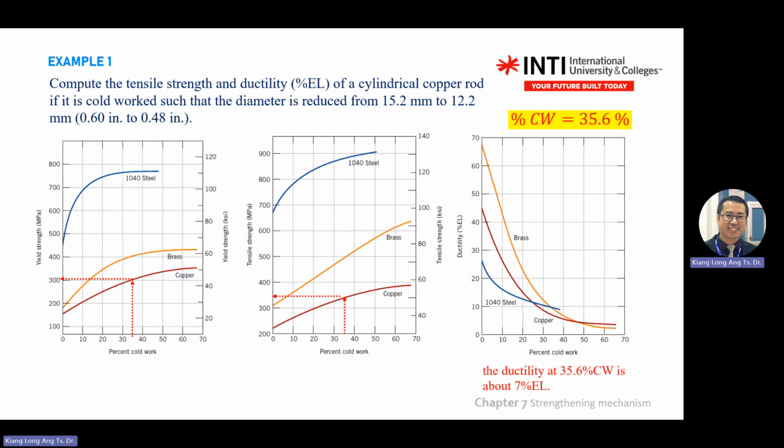Okay. And it asks you the ductility also. So ductility is over here. 35.6 copper to the left, less than 10%. Okay. So this one will have one value here. This calculation, 2 marks. This line, 1 mark. This value, 1 mark. This value, 1 mark.